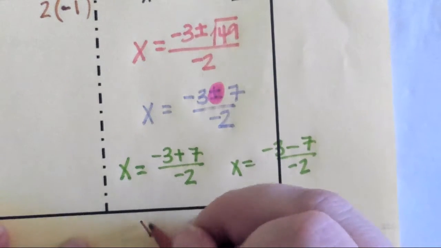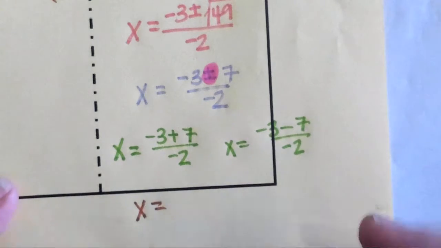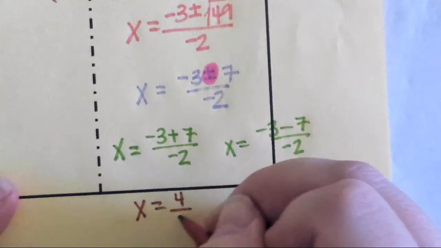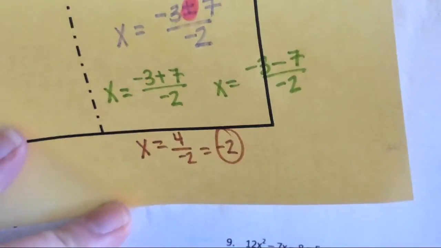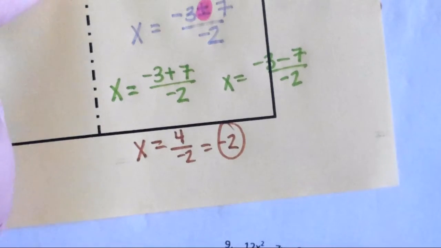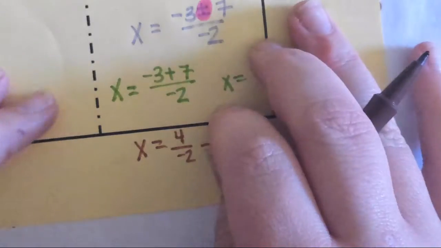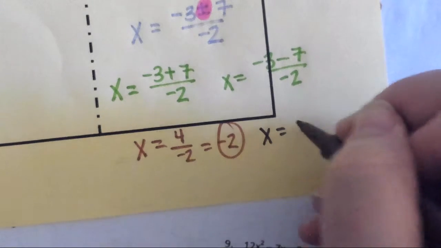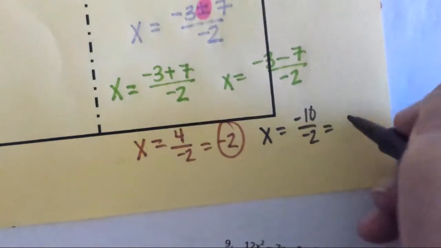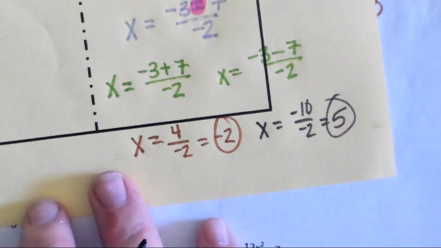What should I get for my first answer? Yes, because I have 7 minus 3 is 4. I have 4 over negative 2, so that is negative 2. What should I get for my second answer? Is he correct? Okay, because we get negative 10 over negative 2 and it ends up being positive 5. I made the exact same mistake last period. Someone had to call me out on it. That's funny.